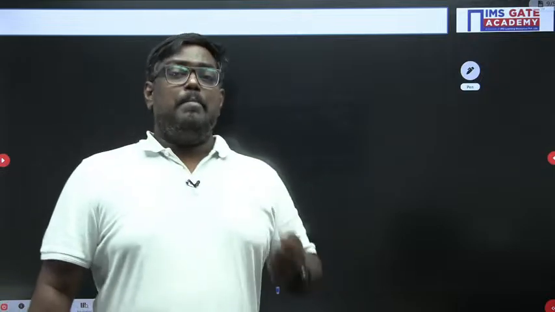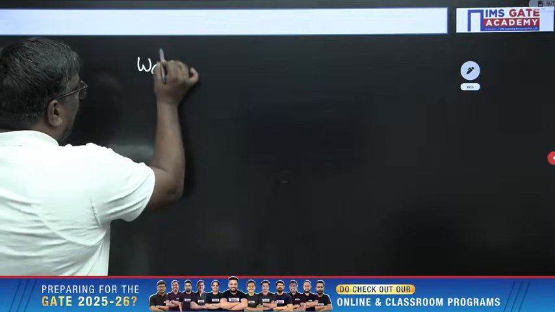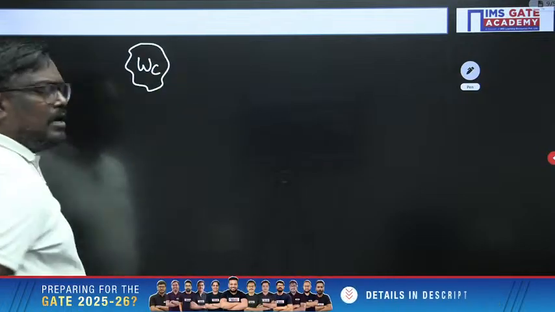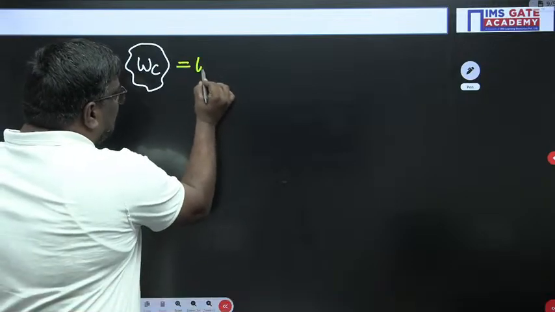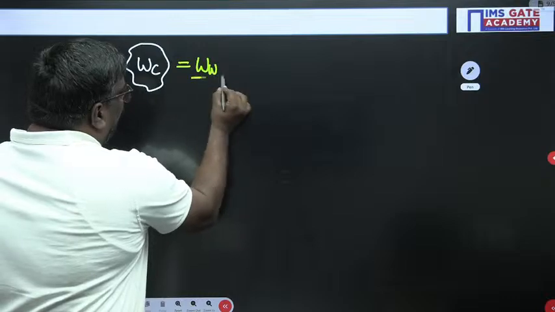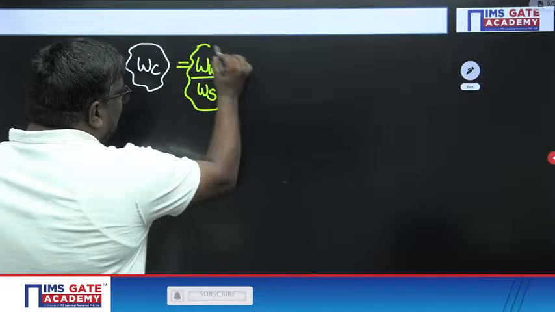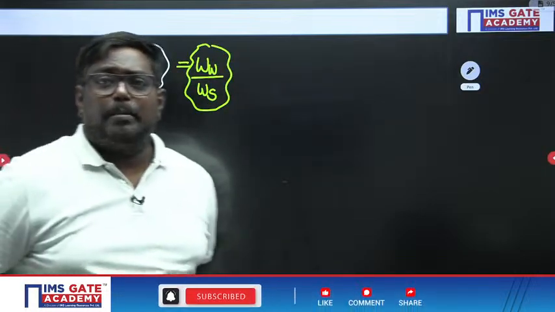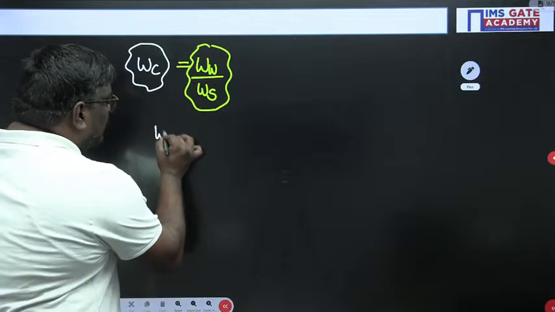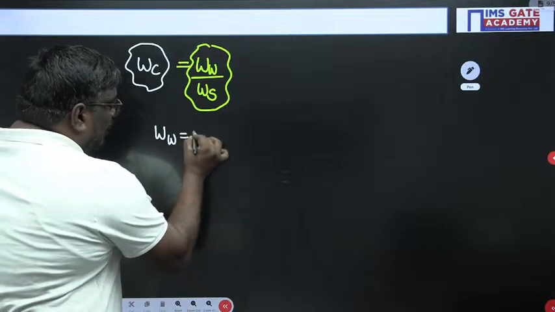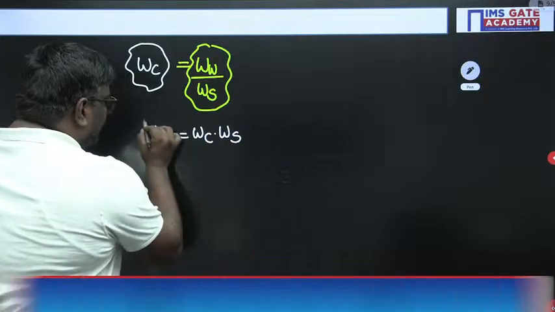Now, my dear students, how do you represent water content? Water content is defined as the ratio of weight of water to weight of solids. They can ask you how to find the weight of water also. The weight of water can be written as water content times the weight of solids.